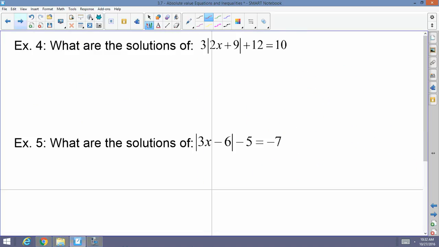What are the solutions of 3 times absolute value of 2x plus 9, plus 12 equals 10? Okay. Here, before you split it up into the quote-unquote easier way of solving, remember, you cannot do that. You can't even do my method of the positive and the negative side until what occurs? Until the absolute value is isolated.